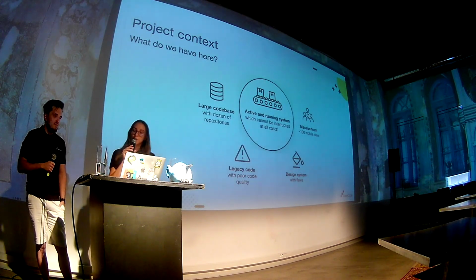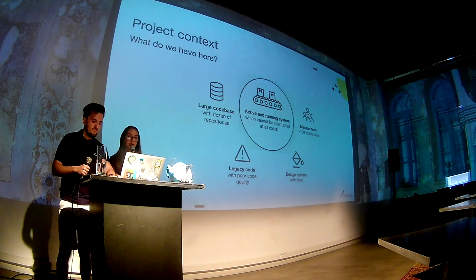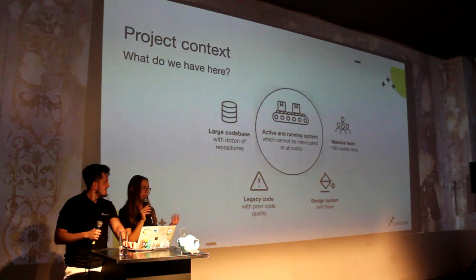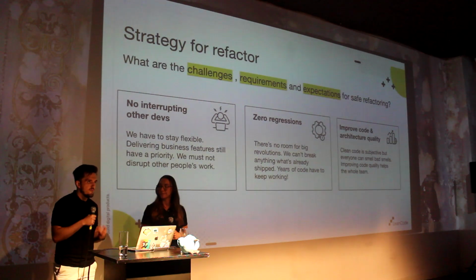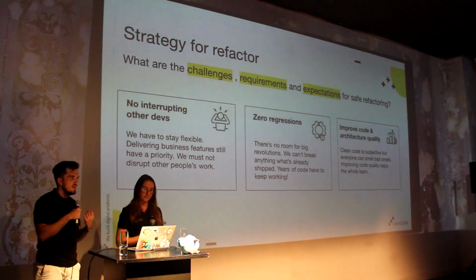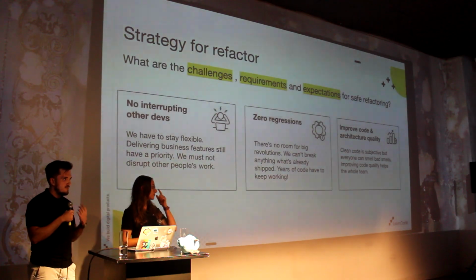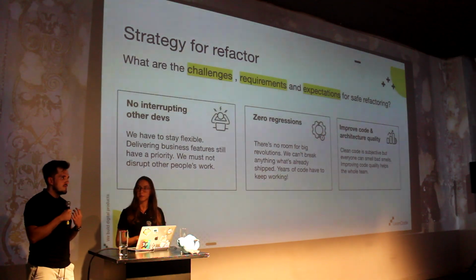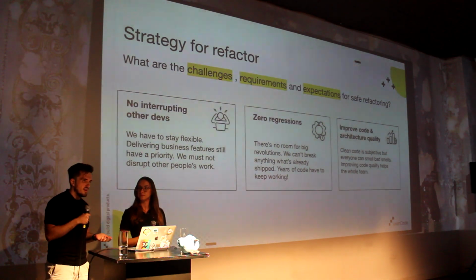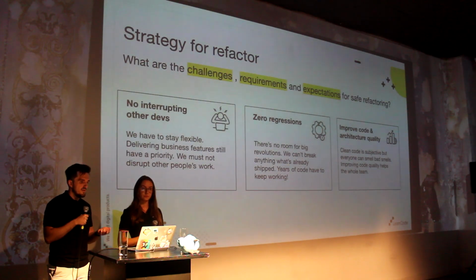So Kamil will show you the strategy that we came up with to improve the code despite all these obstacles at such a scale. Okay, so we were given very specific instructions. First, the development was still very focused on delivering business features, and those remained an absolute priority. Therefore, we couldn't afford to interrupt other developers' work and slow down the overall team efficiency.